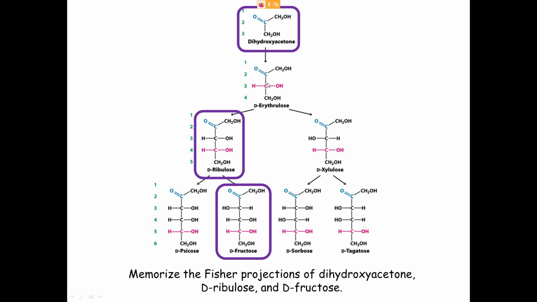So only 1 chiral center for this ketose. Don't have to memorize that one, just get the idea this is the simplest up here at the top. It's neither D nor L. If I add another carbon, again I double my options, but it's half the size of the previous chart. And I have ribulose and xylulose.